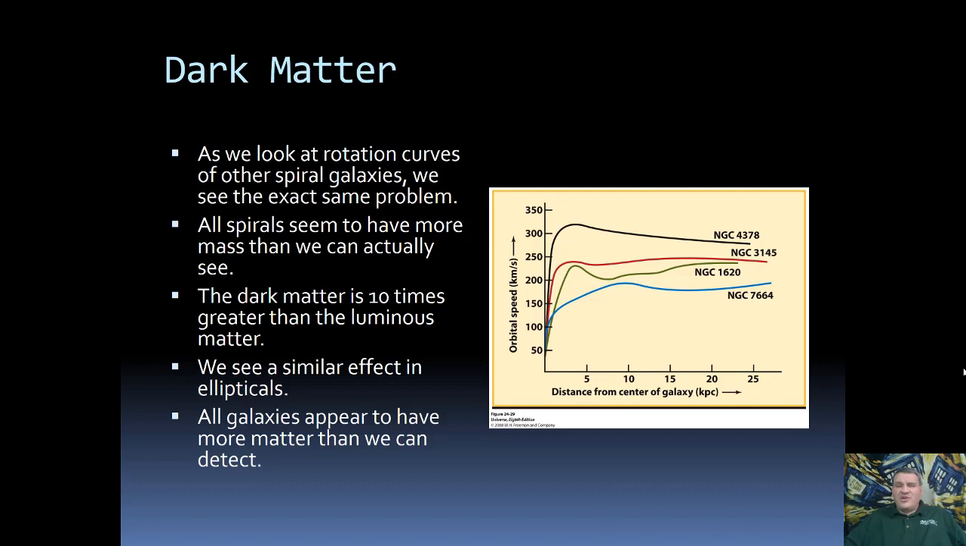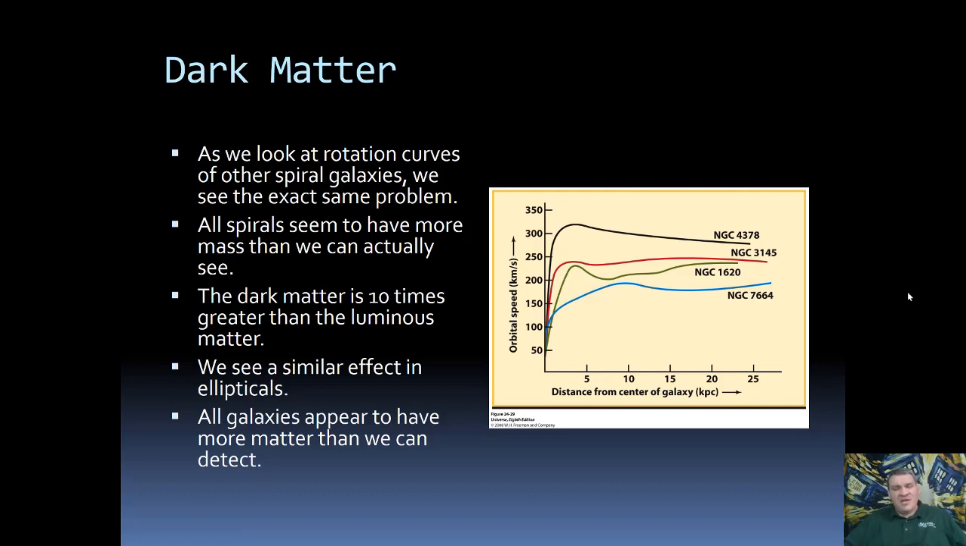Here we have rotation curves for 4 other spiral galaxies, and notice in each case, out towards the edge, none of them are showing that drop-off that we would expect. Okay? All of these are flat all the way out to the edge. This, again, suggests that it's not just our Milky Way that contains dark matter, but these spiral galaxies do as well. In fact, we can do similar things.